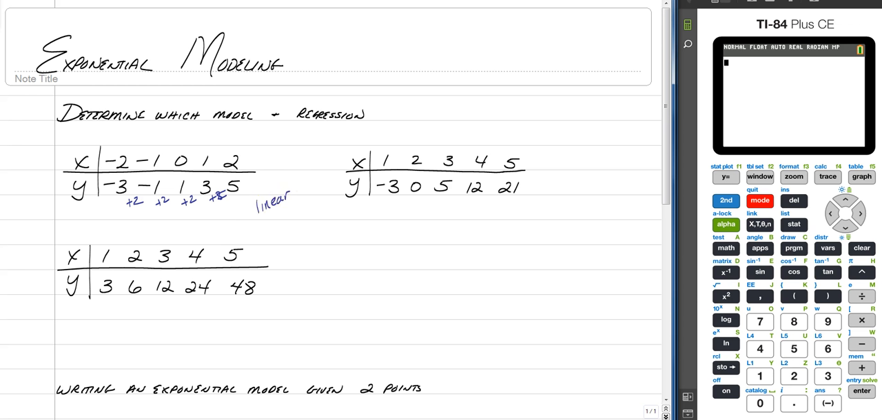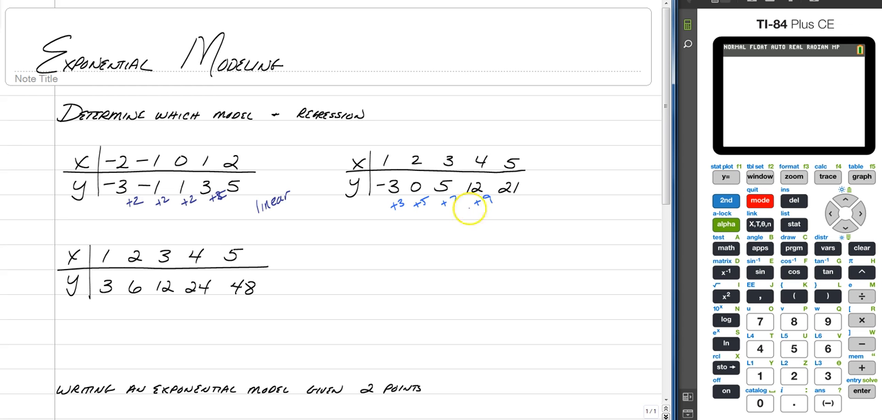And then we tried it again, where to get from -3 to 0, we had to add 3. 0 to 5, we add 5. And 5 to 12, we're going to add 7. And then, of course, 12 to 21, we're going to add 9. And we have different jumps.